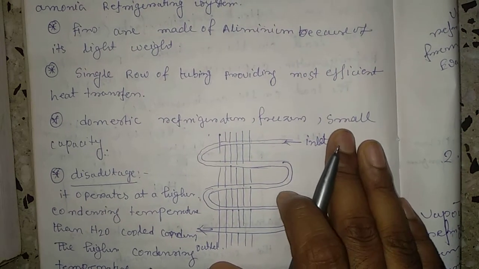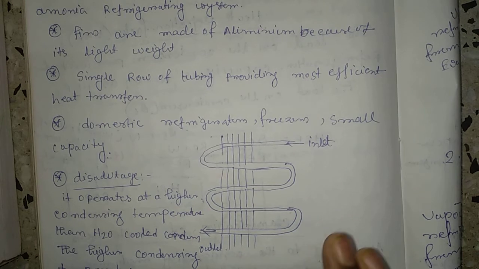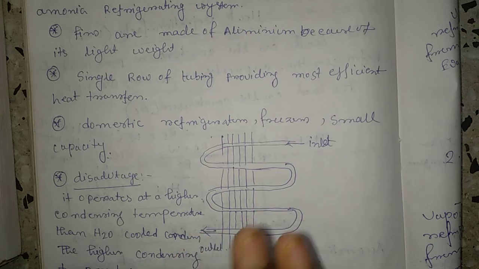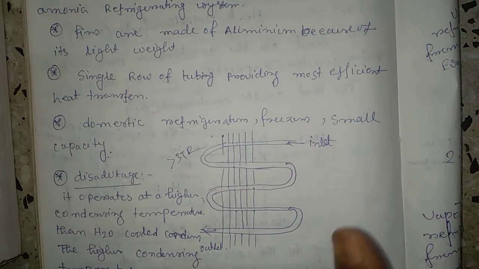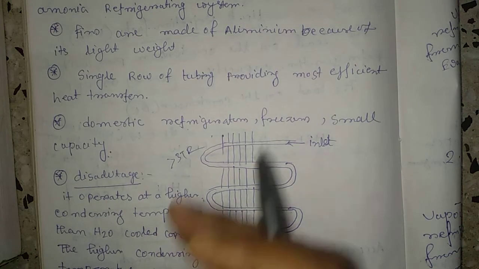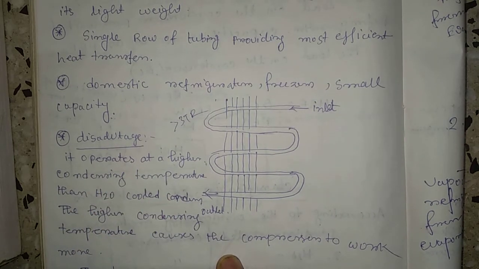It is used for small capacity units like domestic refrigerators and fridges. In terms of tons of refrigeration, you can use air cooled condensers only up to 3 tons of refrigeration. If you increase the refrigeration capacity beyond 3 tons, you can apply a water cooled condenser, which we will discuss later. These are the advantages, but the main disadvantage is that it operates at a higher condensing temperature than a water cooled condenser. So basically there are three types of condenser, as you know: water cooled, air cooled, as well as evaporative condenser.